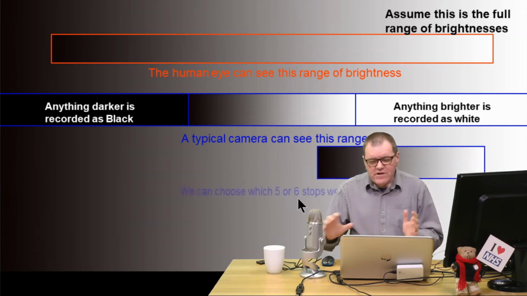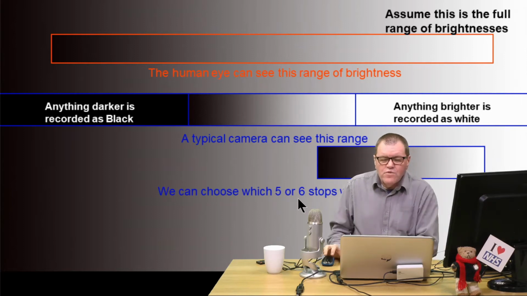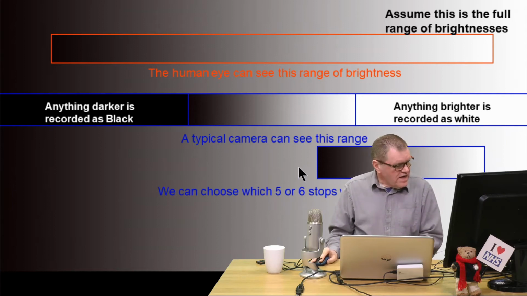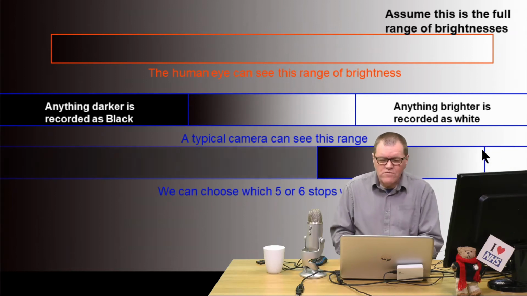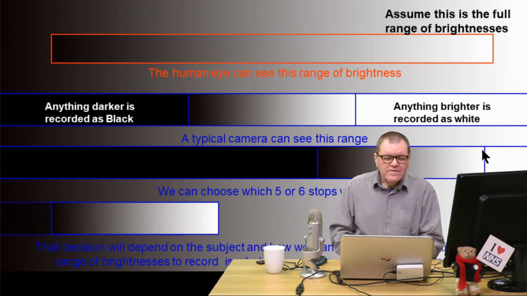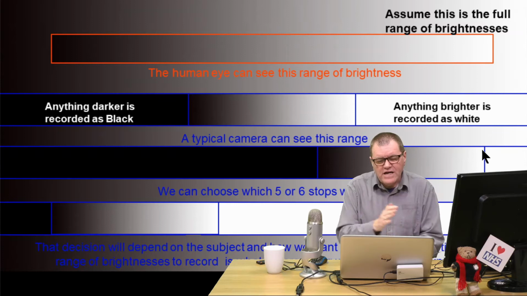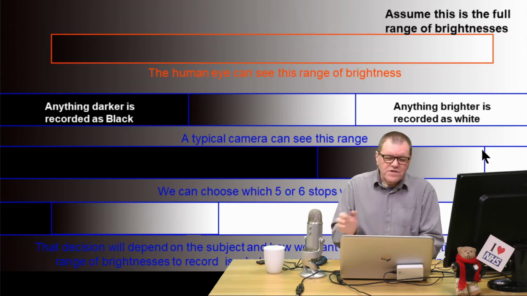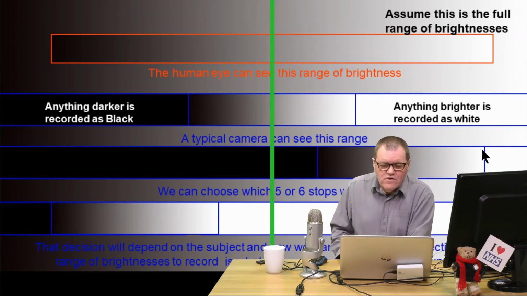So if we increase our exposure, what you'll find is the lighter grey here is recorded as black, and the brighter grey there is recorded as white, and anything either side again is recorded as black and white. But if we change the exposure the other way, then again these darker greys form that range of black to white, and anything either side is recorded as black or white.